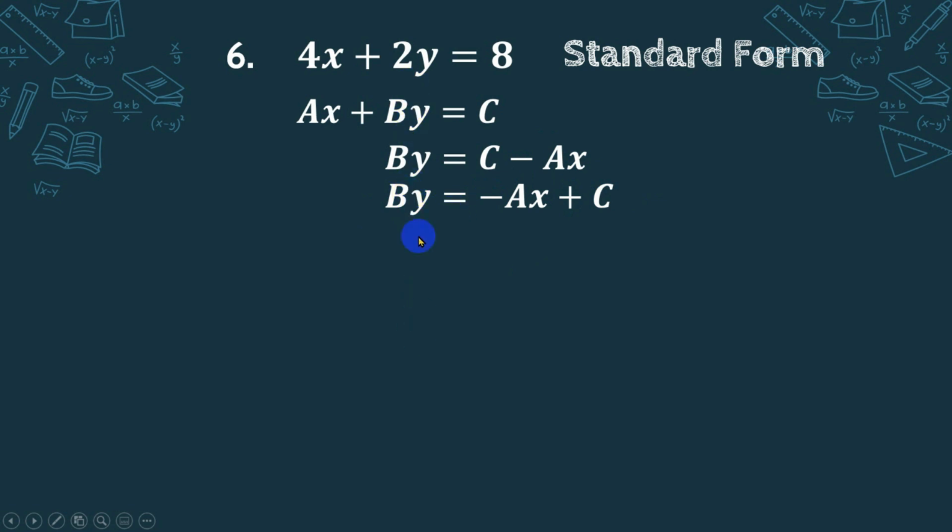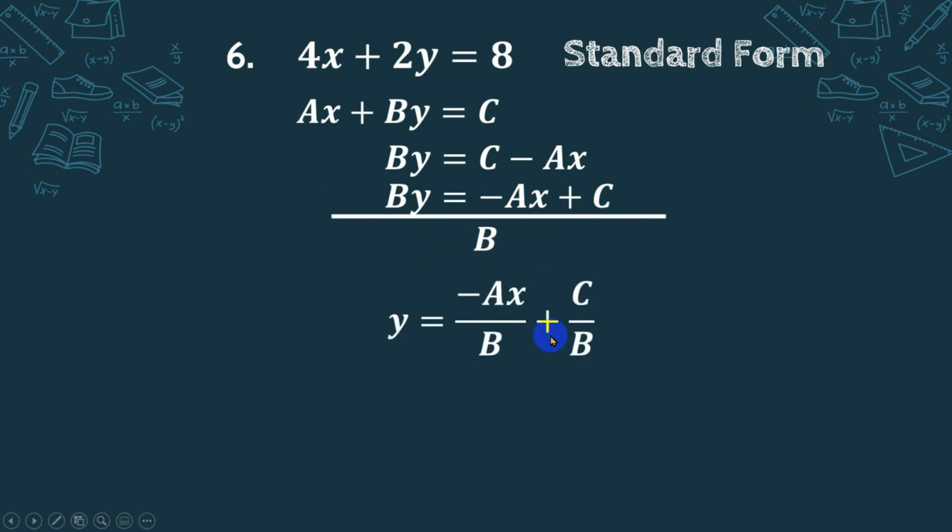Then, kailangan matira is positive y dito sa ating left side. So, divide both sides by our numerical coefficient of y. So, as of now, we have b. So, divide both sides by b. The resulting equation will be y is equals to negative ax over b plus c over b.